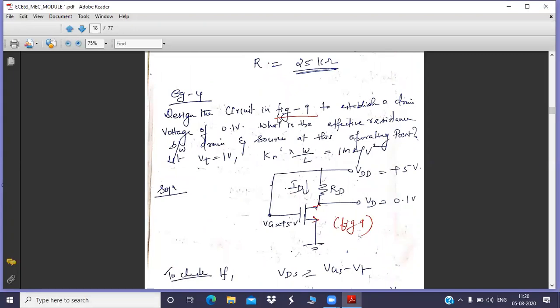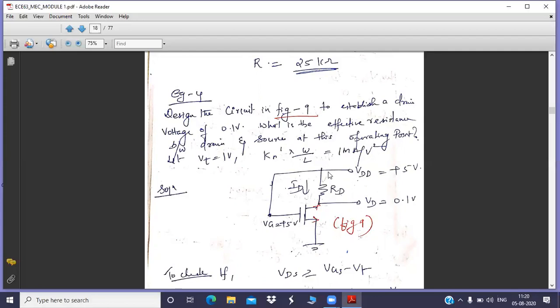Apart from that, you have one more sub question here. What is the effective resistance between drain and source at this operating point? I repeat, the first part of the question was to design the circuit. Design means finding the unknown parameters in the given circuit. When you observe the given circuit, the only unknown parameter is RD. Already we have found it.